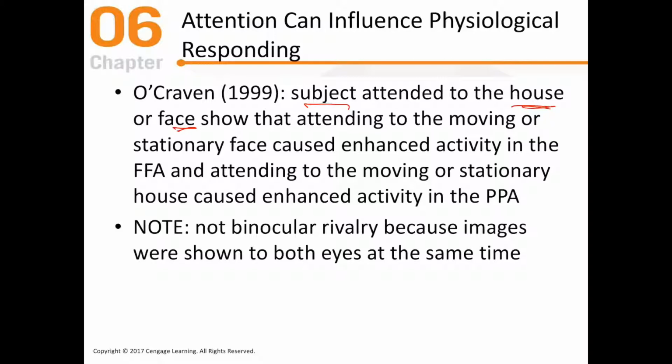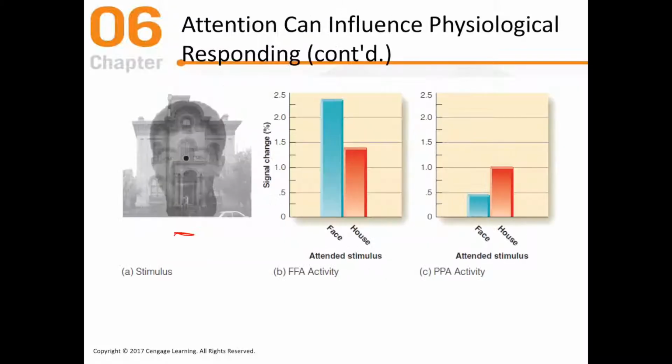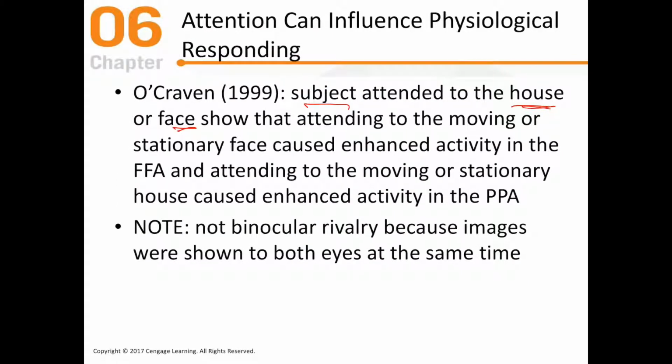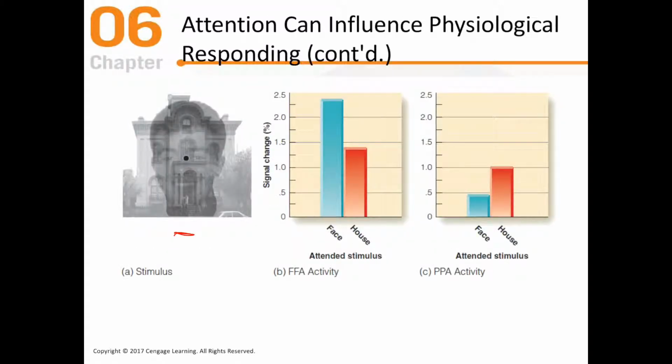And in this particular experiment, one of the items was moving. For example, in this case, the house might be stationary and the face might be moving slightly back and forth, or the face might be stationary and the house might be moving back and forth. And you're supposed to pick one and attend to that. So you're actually choosing which one you want to attend to, either the moving item or the still item. And notice this is not binocular rivalry because both images are being shown simultaneously to both eyes.